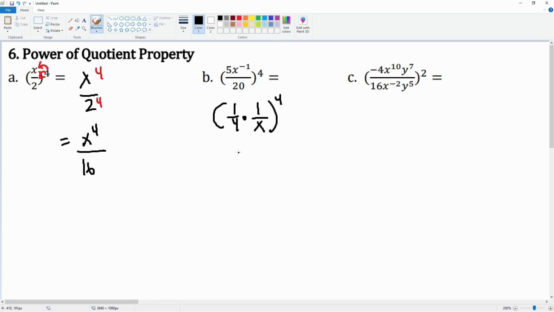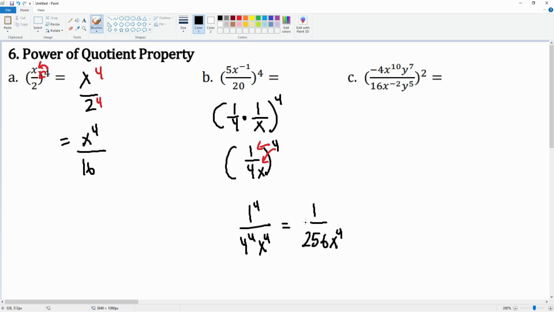Let's do some simplifying here. This is really 1 over 4x. Now it becomes to the 4th power. Now we can distribute that 4 to the top and 4 to the bottom. Becomes 1 to the 4th power, 4 to the 4th, and x to the 4th. This becomes 1 over 4 to the 4th, which becomes 256, x to the 4th. That would be the complete answer.